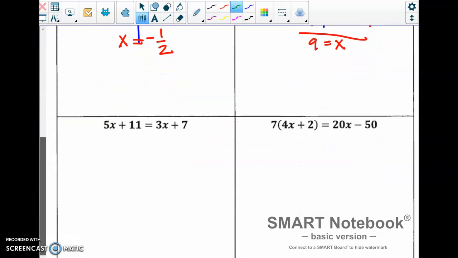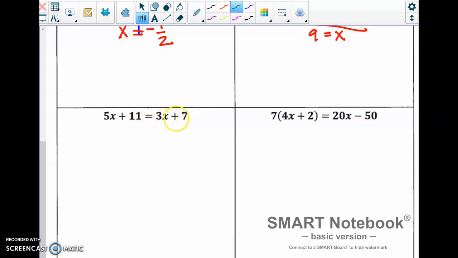Okay, I'd like you to try the 5x plus 11 equals 3x plus 7. Go ahead and pause the video and see if you can solve that one on your own.